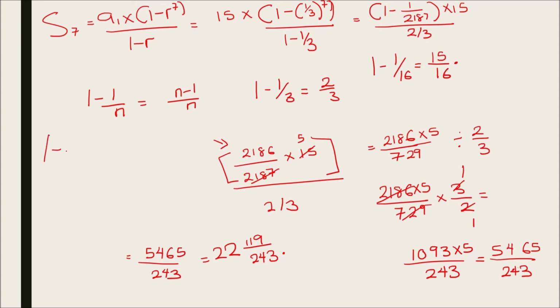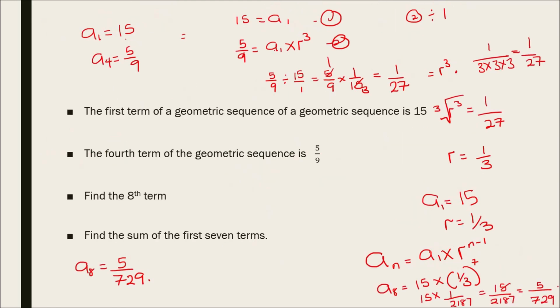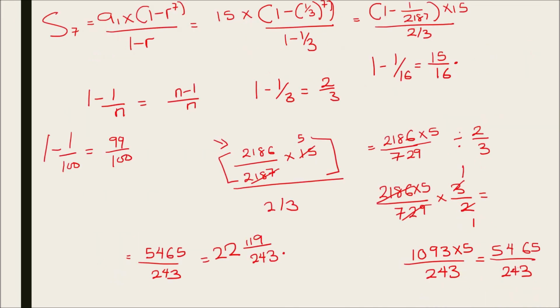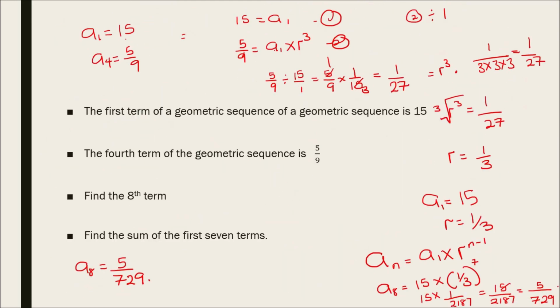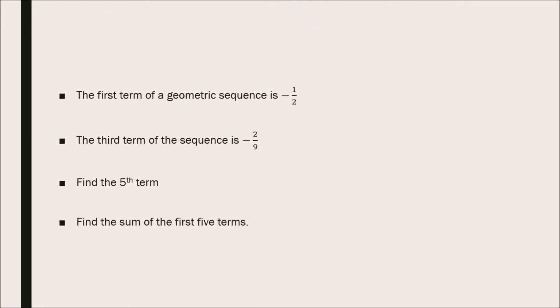So what's 1 minus 1 over 100? Simply 100 minus 1, 99 over 100. Let's make life easier for ourselves. Okay, so 8th term, sum of the first 7 terms, and there we go. Okay, let's see what do we have next. So we're done with this one, so many red markers.